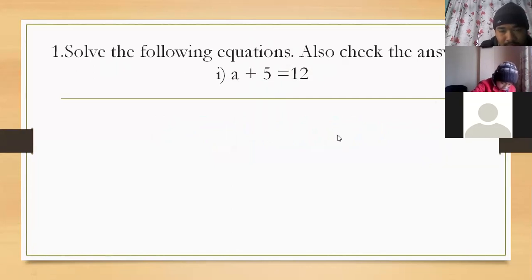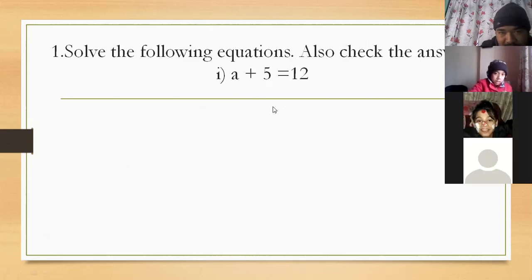A plus 5 equals 12. Sir, is this an equation? Yes, this is an equation. There is an equal sign. We can do 12 minus 5 and get the answer. Look here. Wait. Sir, should we write this? Yes, you have to write it also.